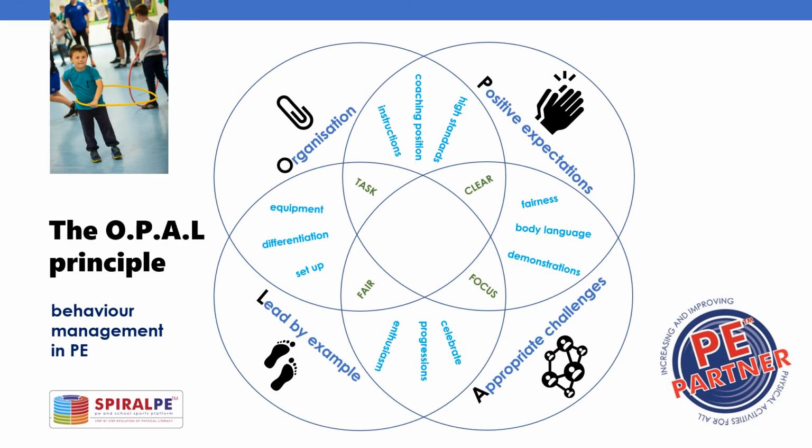Let's put all this together. O.P.A.L. Organisation, positive expectations, appropriate challenges, and lead by example. There are lots of keywords there that remind us of the slides that we've already looked at, but at the very centre of the diagram is happy, active, and engaged. And those are the three things we want you to focus on for your lesson. That's what we want the children to be, and that's what we want you to be.